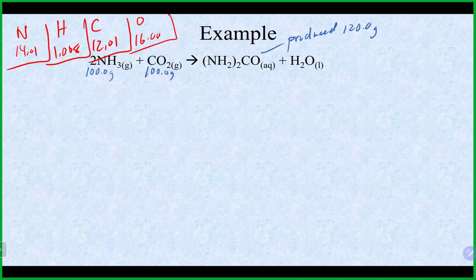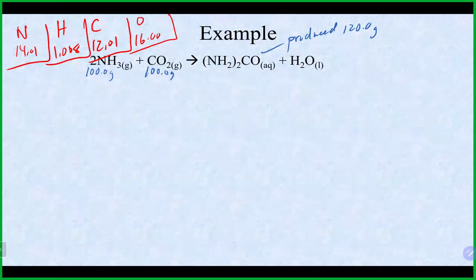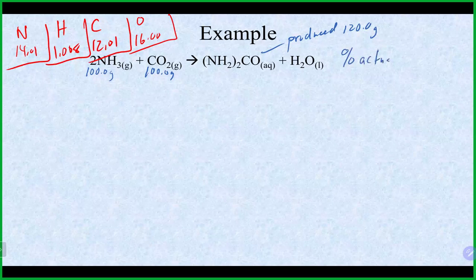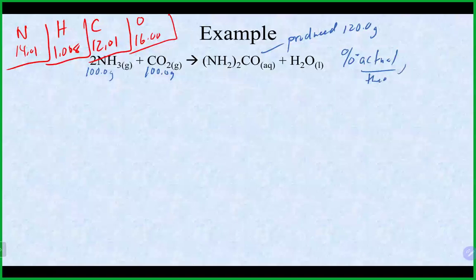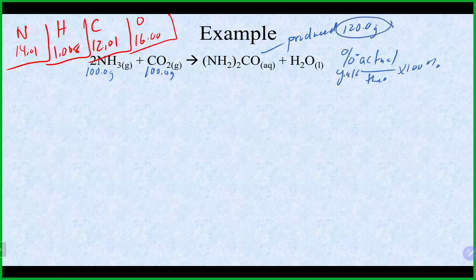We're looking for our percent yield, which is our actual divided by our theoretical times 100%. So again, in this problem, we do have our actual given to us, which is 120 grams. Again, the theoretical here, we do need to calculate.